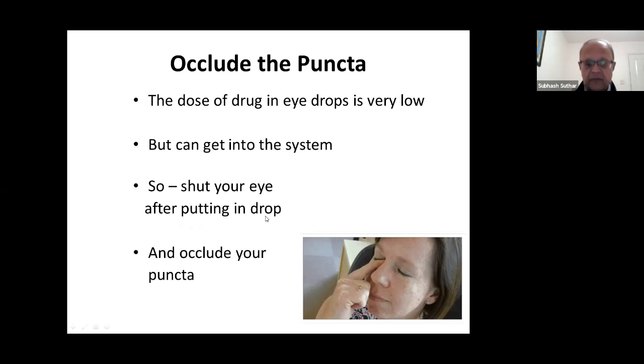Don't squeeze, just shut your eye and occlude your puncta, like my colleague is showing here, right at the corner of the eye.